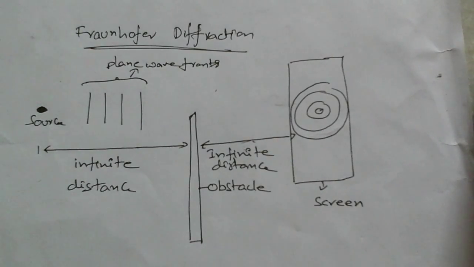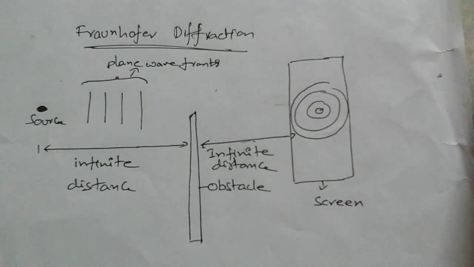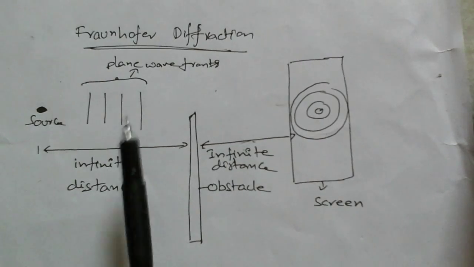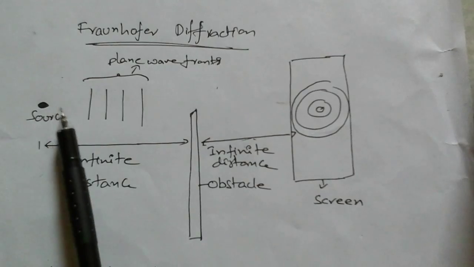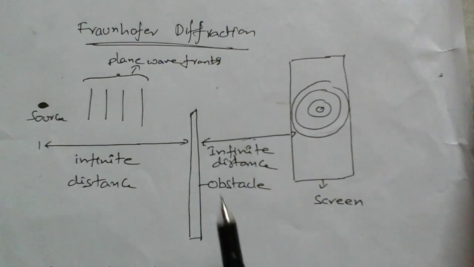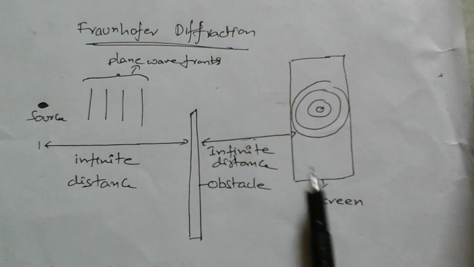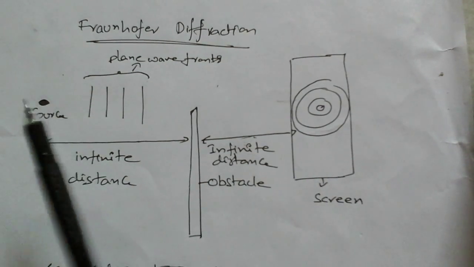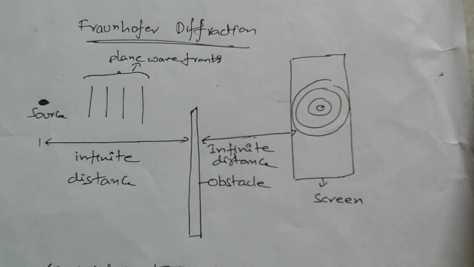Now we are discussing Fraunhofer diffraction. In Fraunhofer diffraction, we are taking a source, an obstacle and a screen. But here we have to remember one thing.